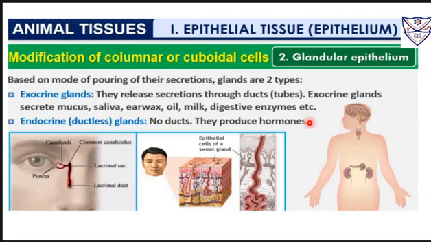The other type of gland are the ductless gland or the endocrine gland. They do not have any ducts, so they directly pour their secretions. These glands usually produce hormones. The best example would be pancreas which secretes insulin.